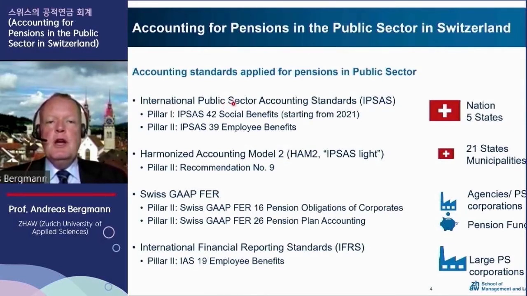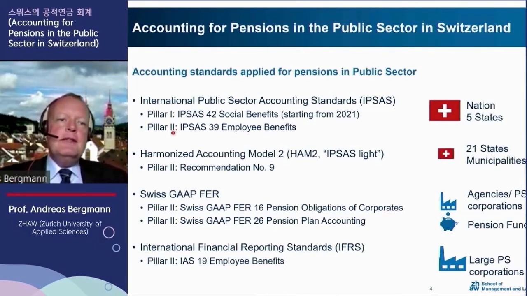IPSAS is for the larger government entities, such as the federal government and the large states, with IPSAS 42 on social benefits starting from 2021, so from next year, and IPSAS 39, which is already applied.